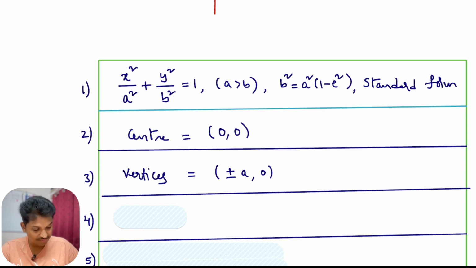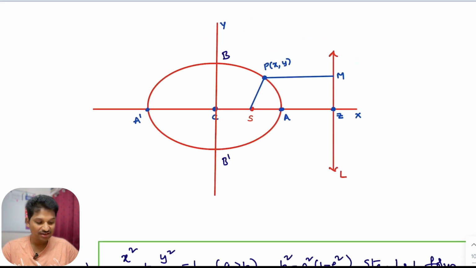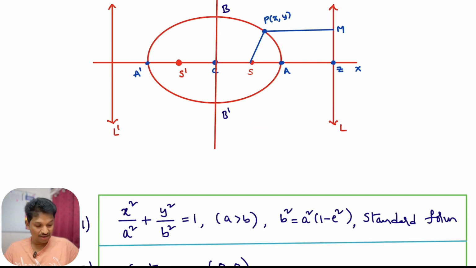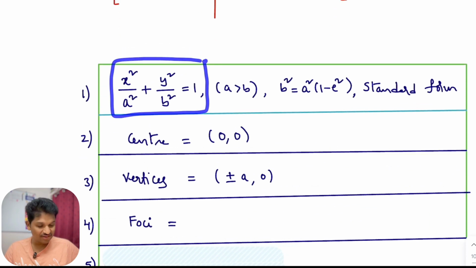Okay. Next one. You observe here, I wrote foci, not focus. While deriving this, at the end of the derivation, I explained that as this ellipse is symmetrical about the coordinate axis, we'll get one more focus and one more directrix. In standard form of ellipse, x square by a square plus y square by b square equal to 1, we'll get two focuses and two directrices. Two focuses are there, that's why we use plural here. Plural is foci.